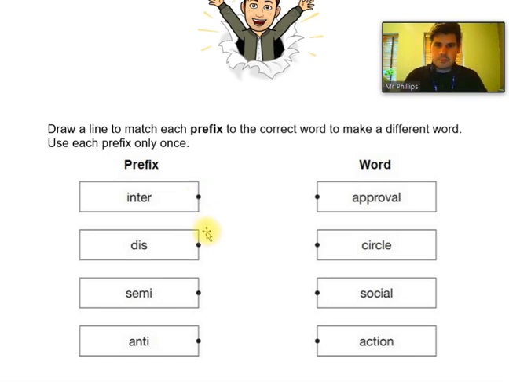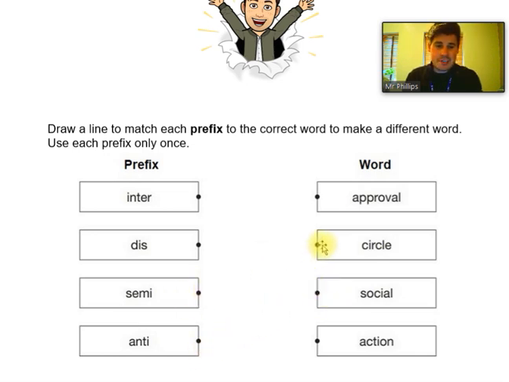Disapproval. Straight away, I think I want something there. Disapproval, discircle, dissocial. Not going to do action because I've done that one. Well, straight away, disapproval sounded right. We've now got circle and social and semi and anti. So semicircle, semisocial, anti-circle, antisocial.